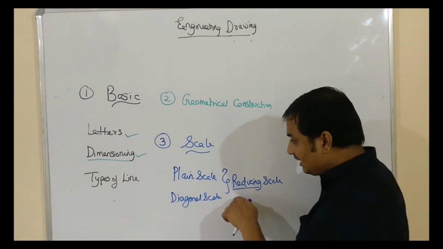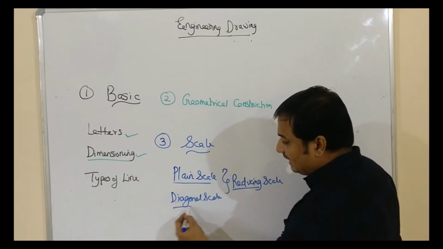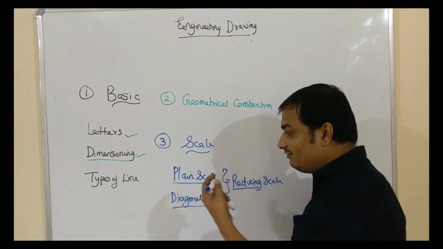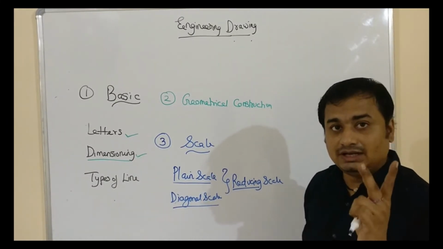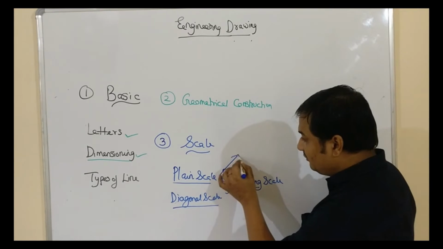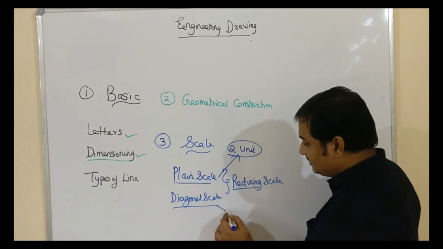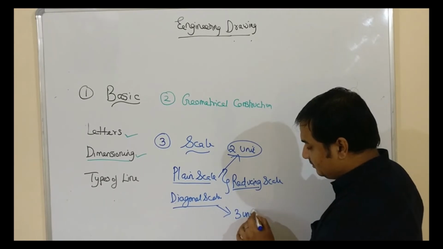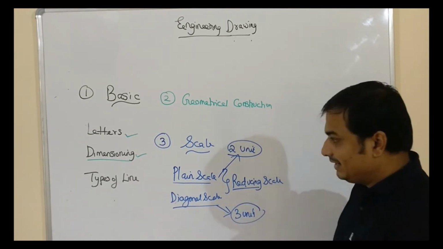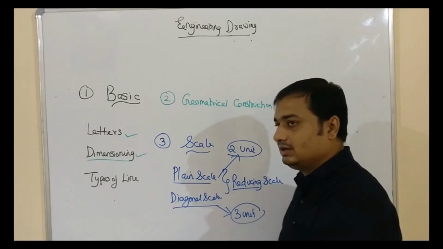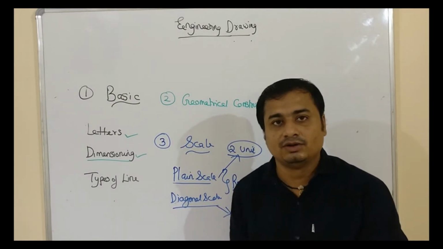So in reducing type, we will be drawing plane scale and diagonal scale. In plane scale, we will be representing only 2 units. But in diagonal scale, we will be representing 3 units. So again, I am just explaining in short what we are going to do in the third component, and what the third component of drawing is.